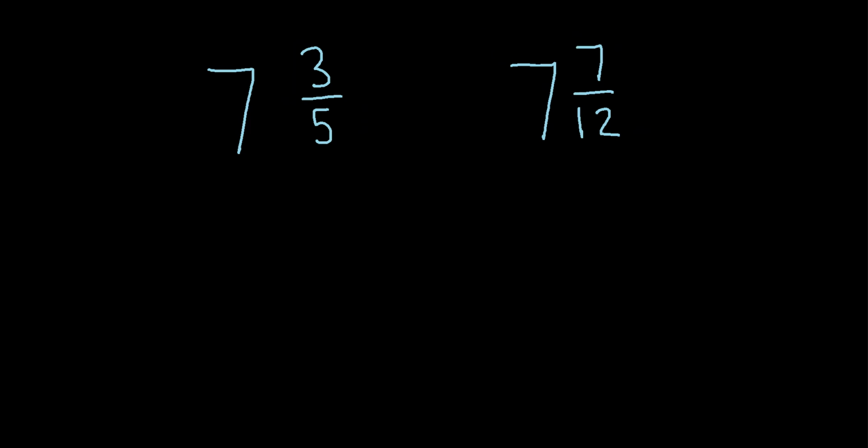Well, to figure out which one is larger, we'll use the same trick that we did in the previous example, where we convert the fractions to have the same denominators. So we'll take the denominator of the first fraction and we'll multiply both the numerator and denominator of this fraction by that number. And then we'll take the denominator of this fraction and we'll multiply both the numerator and denominator of this fraction by that number. So let's see what we get.